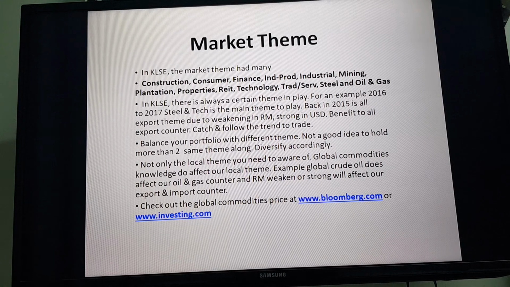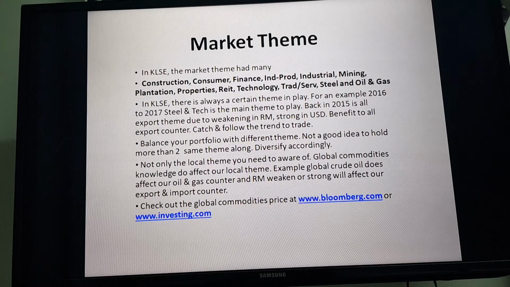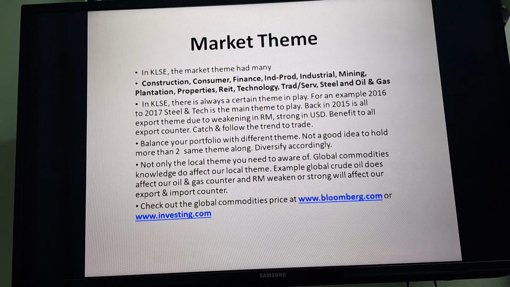For myself, let's say I have 50k. I would invest 10k each. So you just choose 1 or 2 counters related to construction, another 1 counter related to oil and gas, another counter related to steel, or another counter related to finance. So this is how you need to diversify your portfolio. You cannot put all your eggs into one basket.